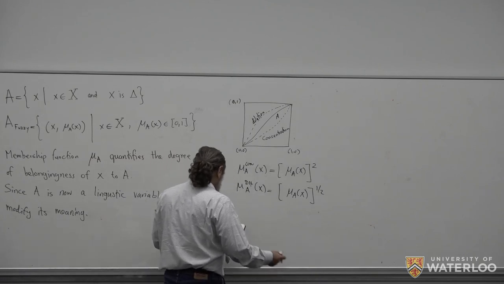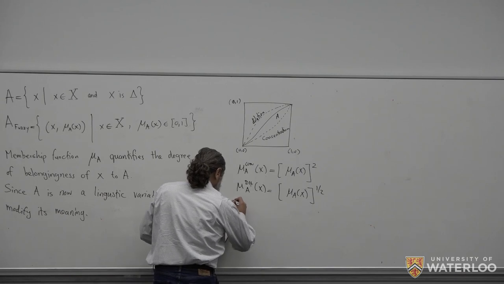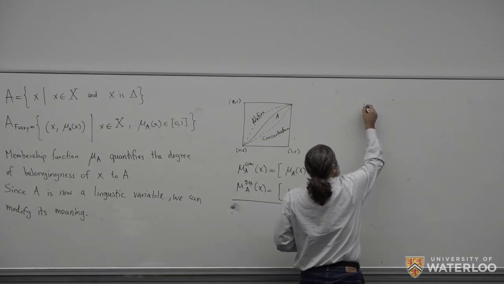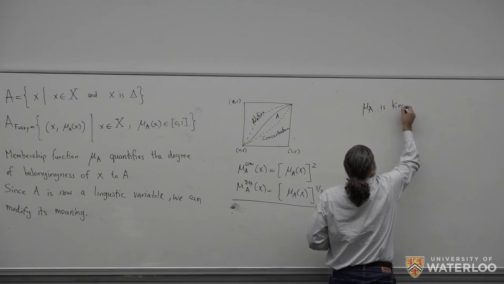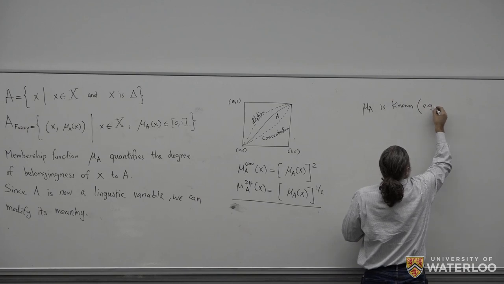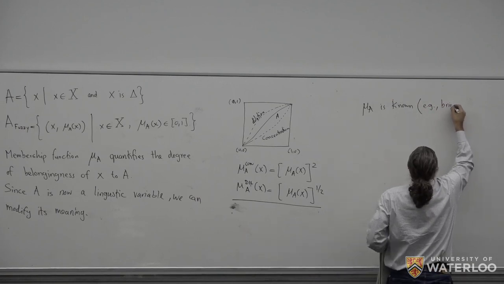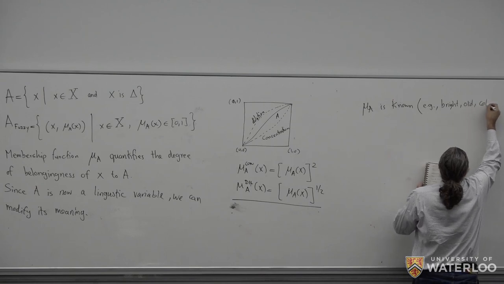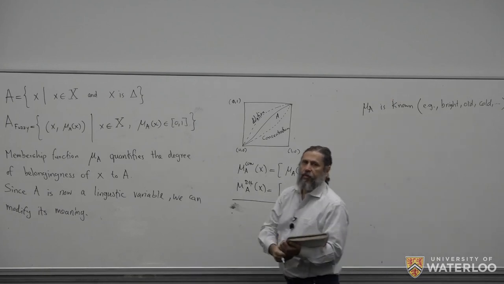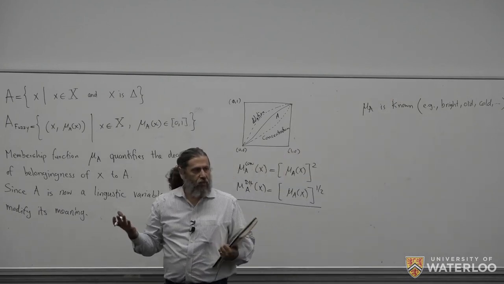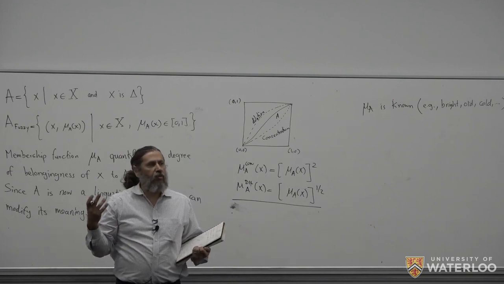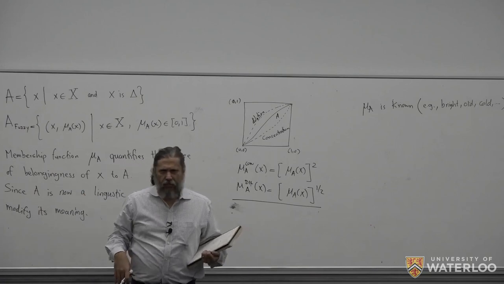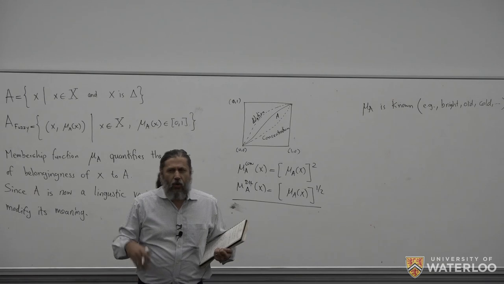So, okay, what does that mean? Let's say mu of A is known. For example, bright, cold, bright, old, cold, whatever adjective you want to use. So you know mu A. You have some measurements. You know what is the perception of people, who is an old guy? You know what is the perception of people of extremely cold in Canada? -55, that's extremely cold. So you know that.